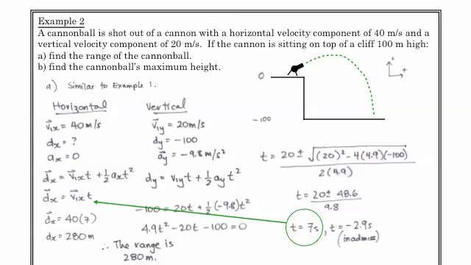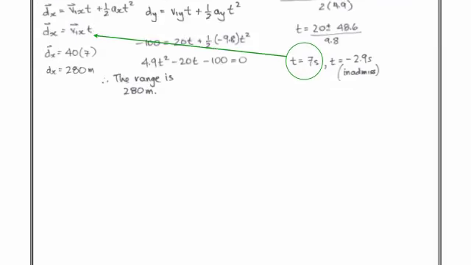And that's part A. So almost exactly the same. However, we're also asked part B. Find the cannonball's maximum height. And so there's something that we need to ask ourselves: at the maximum height, what happens to the ball?